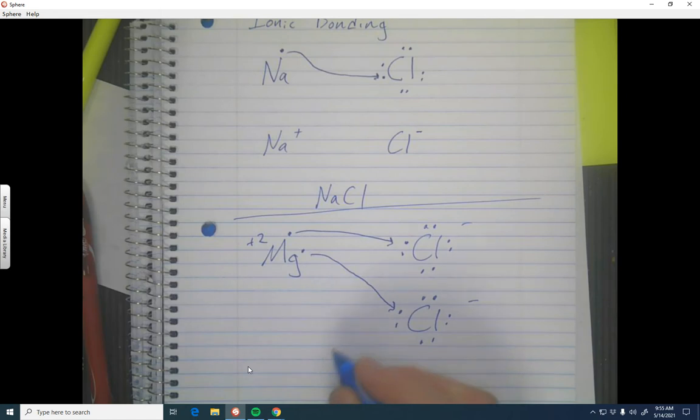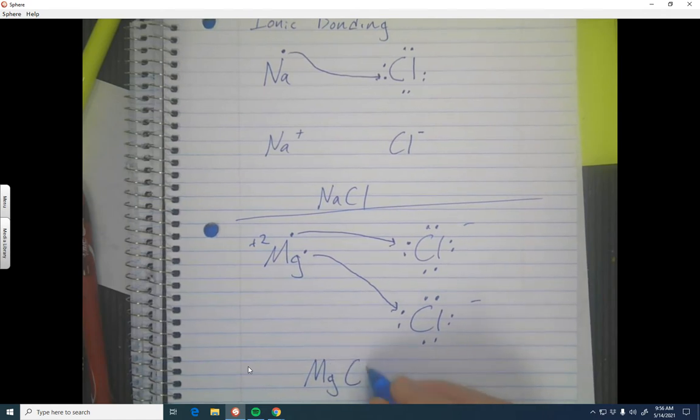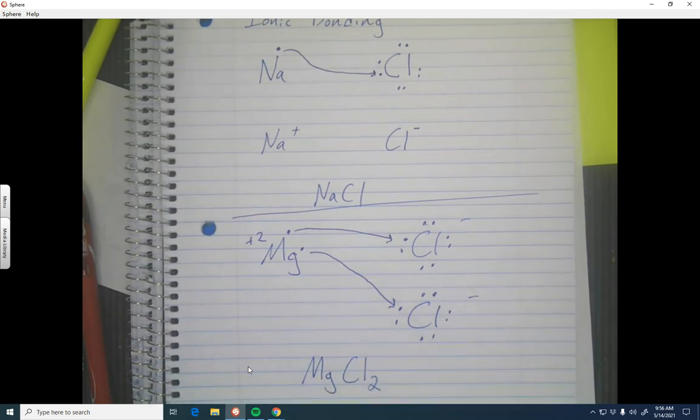Now I can write my formula. So Mg, I have one of them. I need 2 chlorines. There we go. So I got that all set for magnesium chloride.